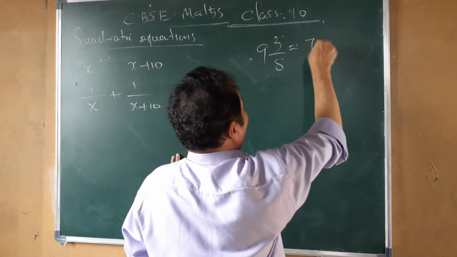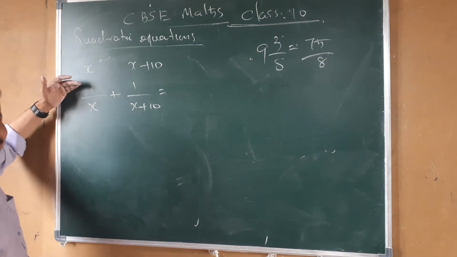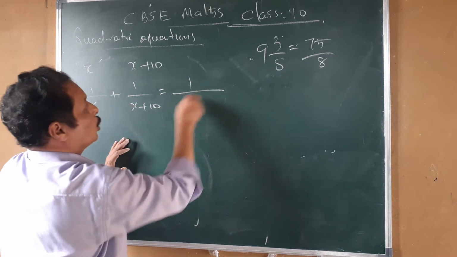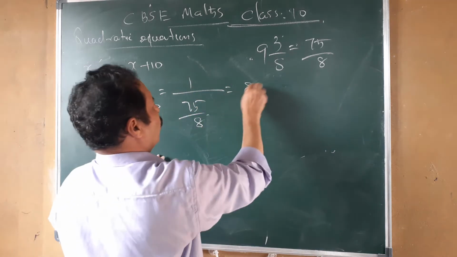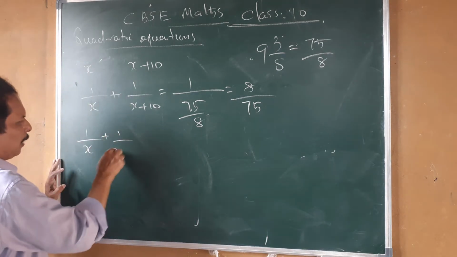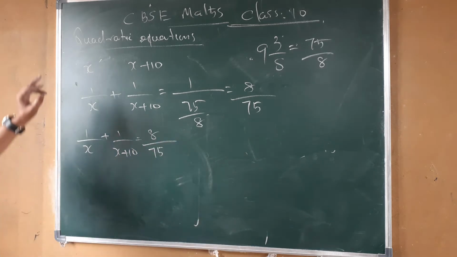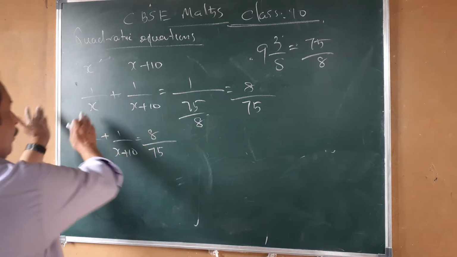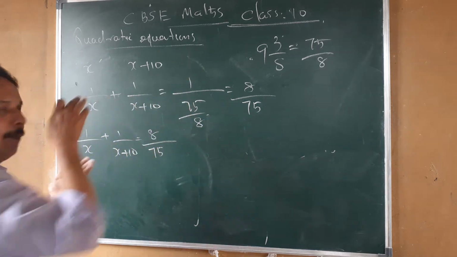If you make it an improper fraction, it is 75 by 8. So the tank filled by the smaller tap and the larger tap together is 1 by 75 by 8, otherwise the reciprocal, 8 by 75. Once again, 1 by x plus 1 by x plus 10 is equal to 8 by 75. The meaning is the tank filled by the smaller pipe and that of the larger pipe.